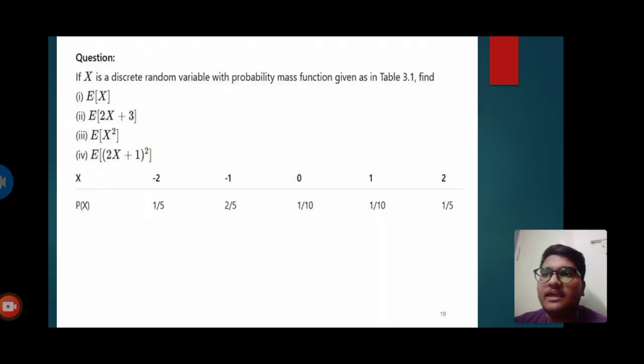Let us consider an example question. If capital X is a discrete random variable with probability mass function given as in table 3.1, find expectation of x, expectation of 2x plus 3, expectation of x square, and expectation of 2x plus 1 whole square. Given x values are minus 2, minus 1, 0, 1, 2, and the probabilities of the x values are 1 by 5, 2 by 5, 1 by 10, 1 by 10 and 1 by 5. As we know, these expectations are similar to our properties.